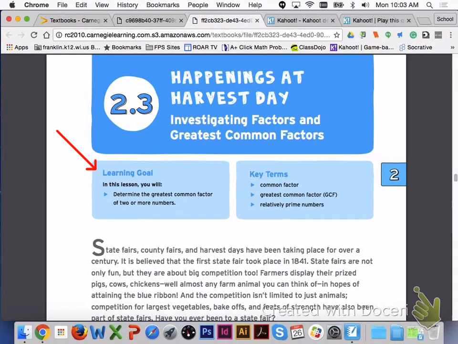Hi class, in lesson 2.3 we will be investigating factors and greatest common factors. Learning target for today: determine the greatest common factor of two or more numbers. Key terms for lesson 2.3: common factor, greatest common factor, abbreviated GCF, and relatively prime numbers.